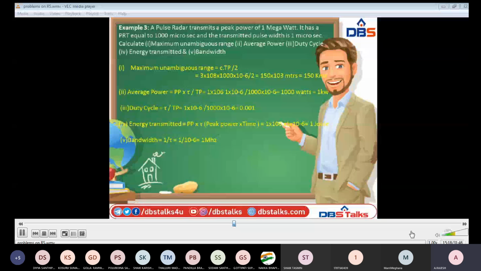And the last one is bandwidth. Bandwidth is equal to 1 by tau, where the tau value is 10 power minus 6.